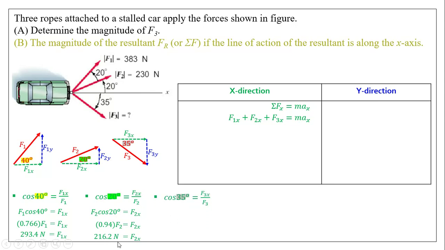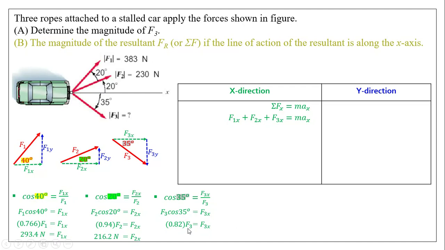And then last but not least, the third triangle, which is for F3, I'm going to do cosine of 35, which is adjacent over hypotenuse. F3x is my adjacent, hypotenuse is my F3, and then boom. Cosine of 35 is 0.82. I don't know what F3 is because that's what the question is asking for in part A. So therefore, I'm kind of stuck here.